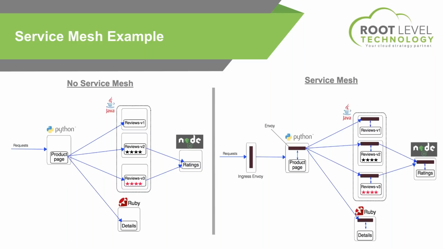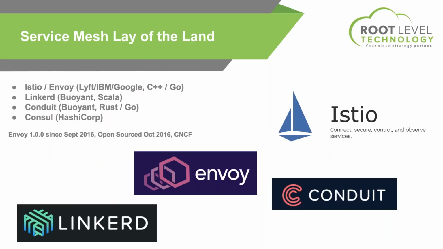So right now there's a few different service meshes out there. There's actually a lot more than I'm showing, but these are some of the big ones. So Istio and Envoy is the one that everyone's heard of. Envoy came out of Lyft. It's been 1.0 since 2016, so it's very stable and has been out there a while, even though Istio's newer.